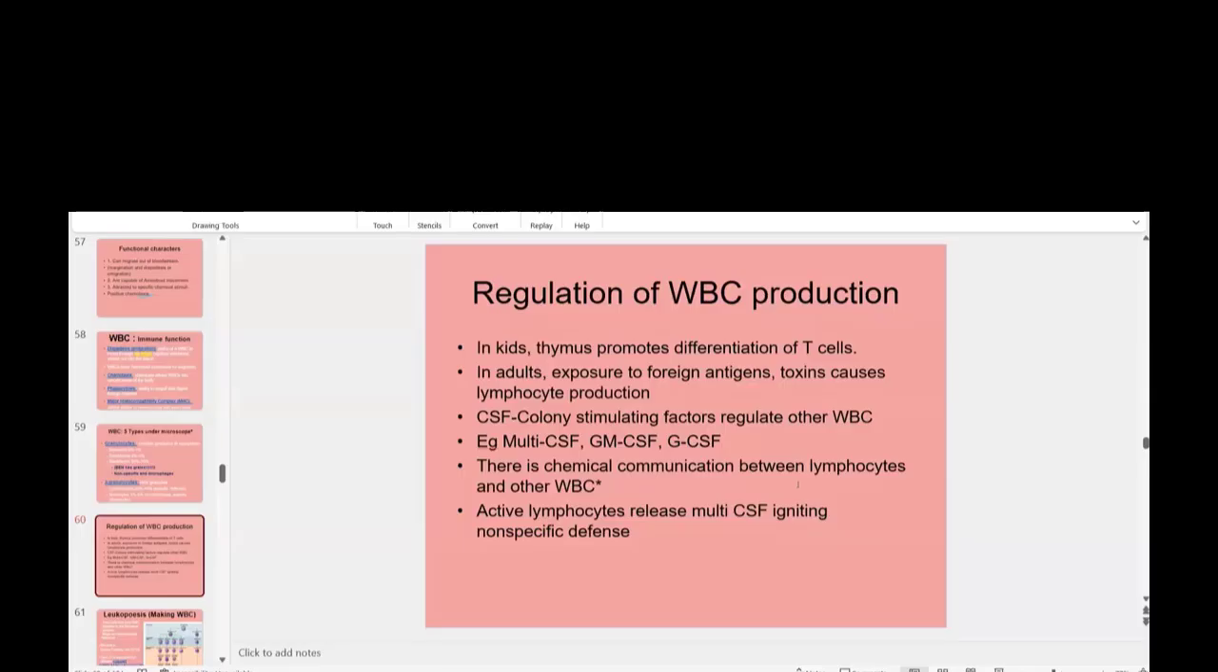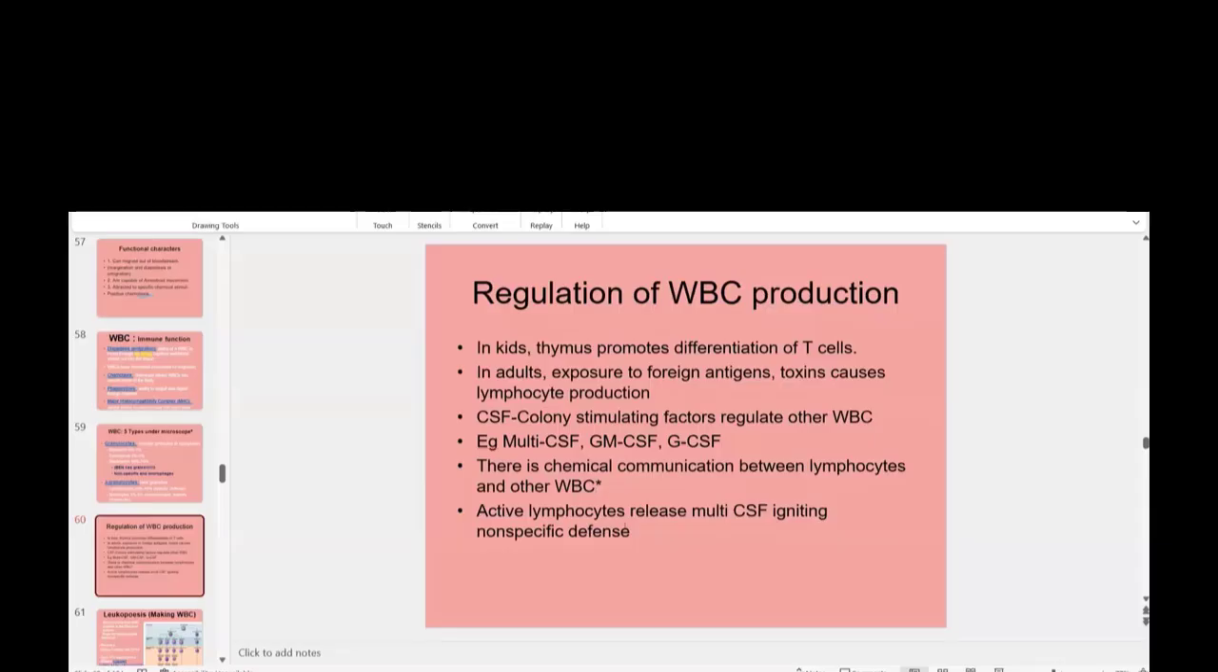That is the same way it works. The first line of defense tries to go and attack the pathogen. It fails, or it is not able to handle it. It needs more backup, and then how will it communicate? It communicates through the chemical communication between lymphocytes and other WBC. They ask the lymphocytes to come over and help.